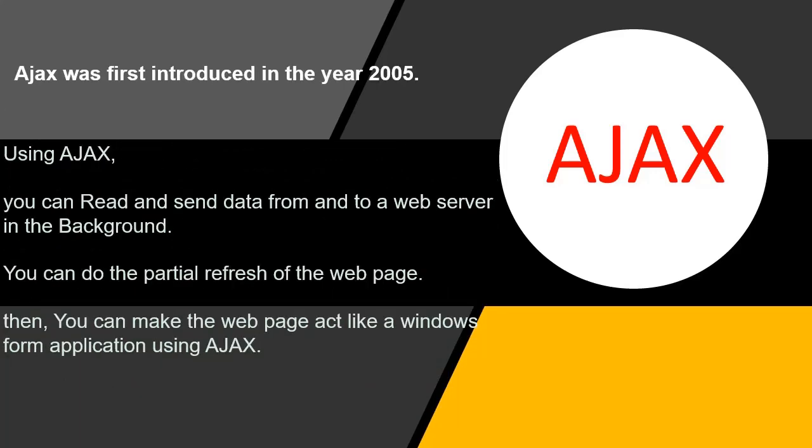Okay, let's come back to the AJAX. AJAX was first introduced in the year 2005. Using AJAX, you can read and send data from and to a web server in the background. Then you can do the partial refresh of the web page, and you can also make the web page act like a Windows Forms application.